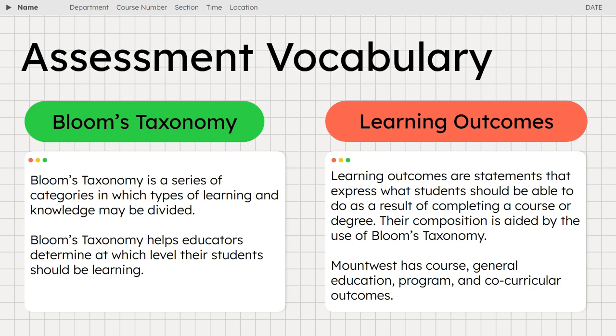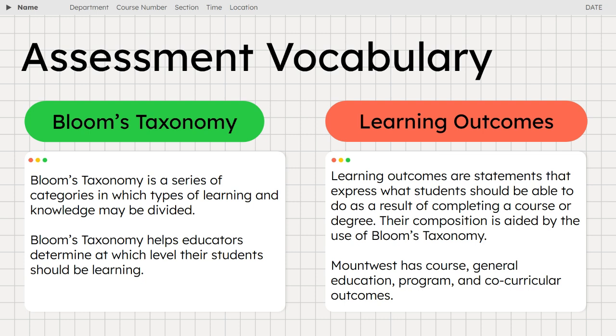So for instance, you've got elements that are like create. Create is towards the very top, so students at a foundational level like English 101 or Communications 103 or whatever that foundation level is probably aren't doing anything in terms of innovation and creation in that foundational course, right? They're learning, they're understanding, comprehending, they're starting to think critically about things, but they're not necessarily creating or doing anything like that yet. But it does provide different categories in which types of learning and knowledge may be divided.